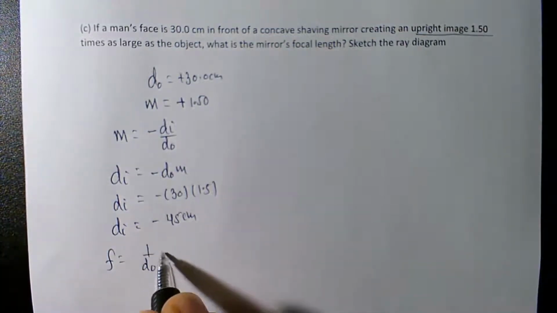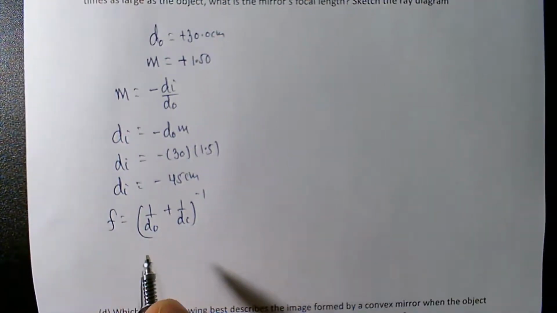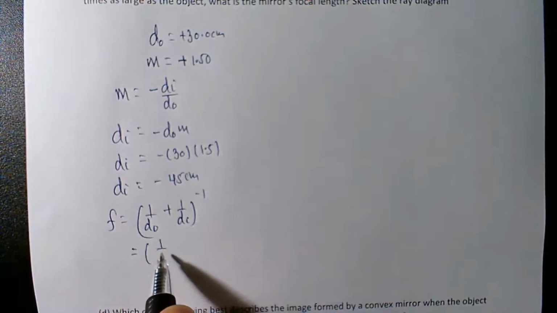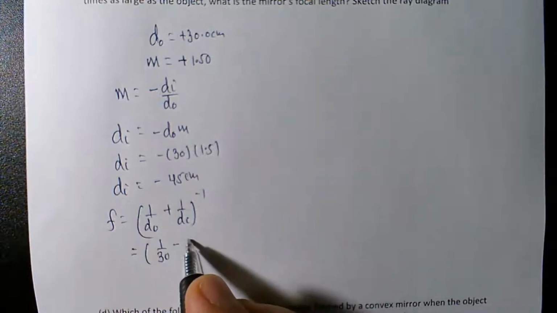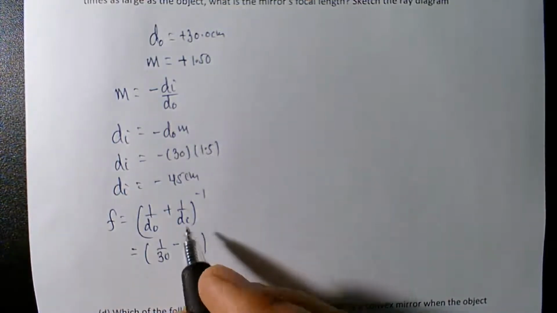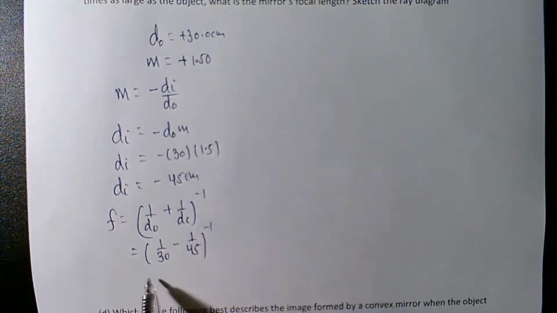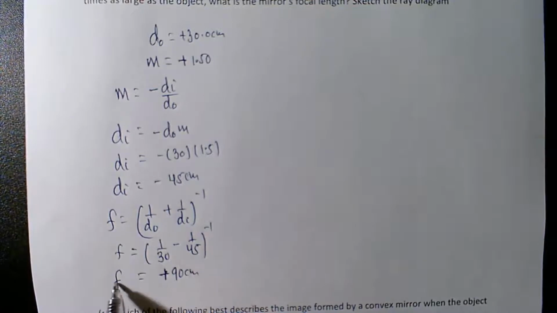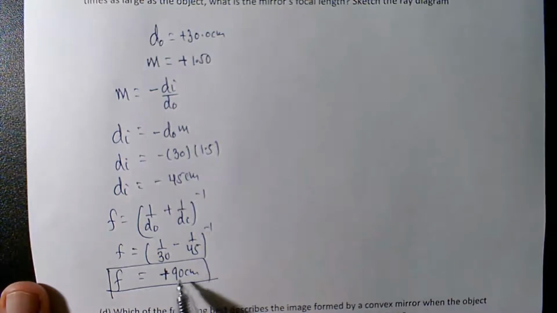And then the focal length will be what? 1 over do plus 1 over di, inverse. And then you can do this calculation. So this is 30 centimeters, but minus, because the image distance is negative. The image distance being negative simply means it will form a virtual image. That's why it is upright. So that's the focal length. It's going to give you plus 90 centimeters. Plus simply means it's a concave mirror, a converging mirror. So the focal length of this mirror is 90 centimeters.